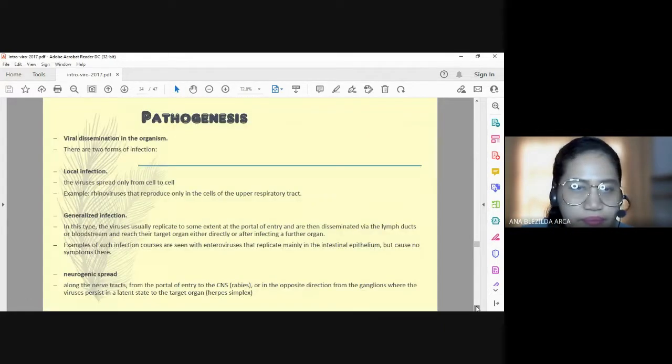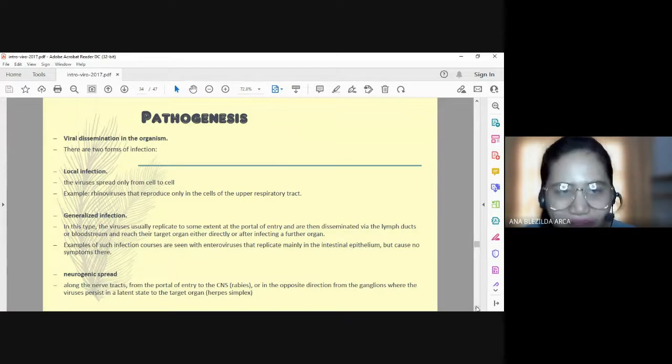Okay? Now, for the pathogenesis, pwedeng local infection lang, di ba? Tulad na lang ng rhinovirus. Sipon lang, di ba? Sa ilong lang. Yung sipon mo naman, di naman siya napupunta sa paa, di ba? Kasi local infection lang siya. So, doon lang talaga yung target niya. Pwede naman na generalized na kumakalat yung infection, 'di ba? Tulad na lang ng HIV, kumakalat 'yan, 'di ba?